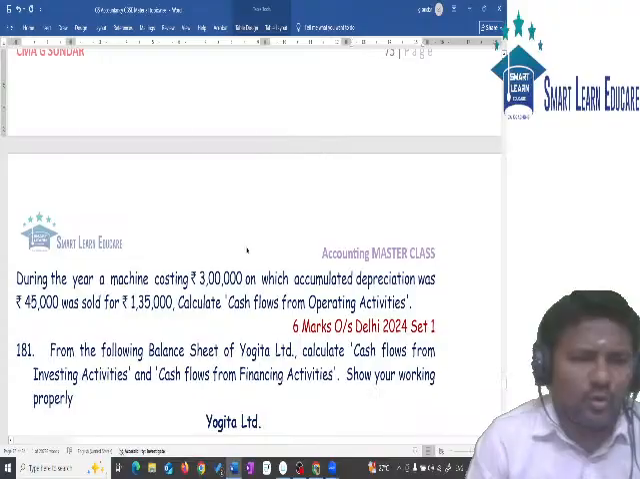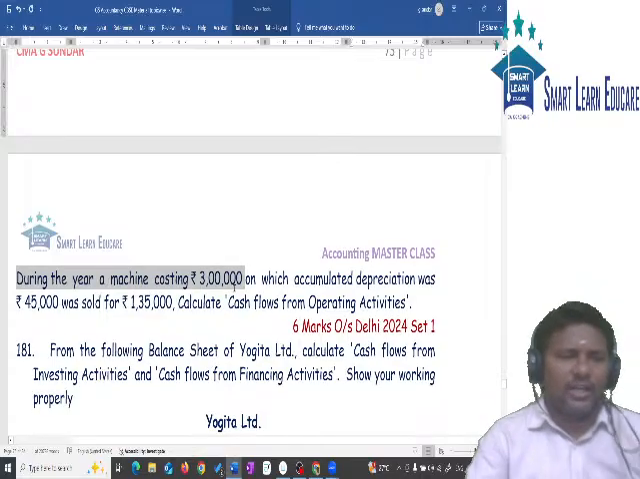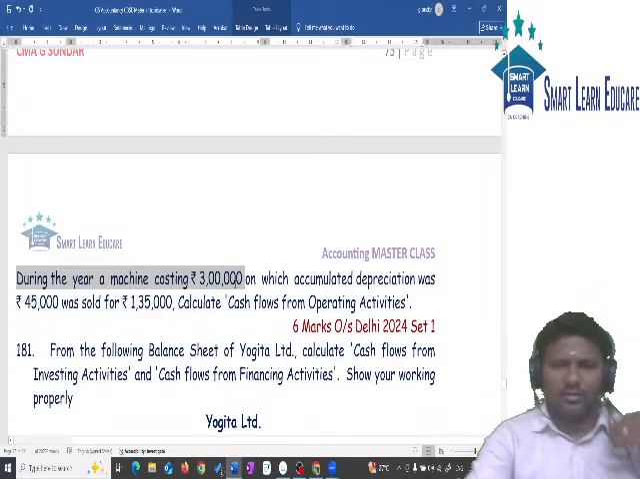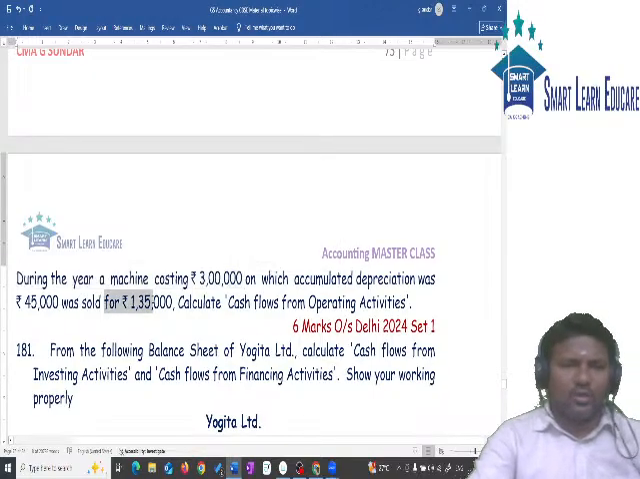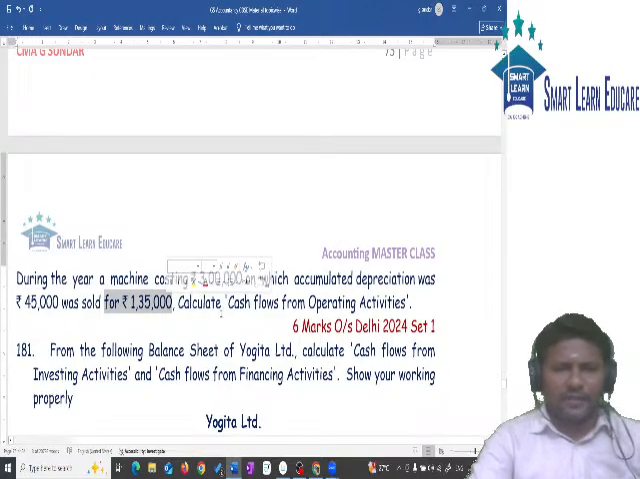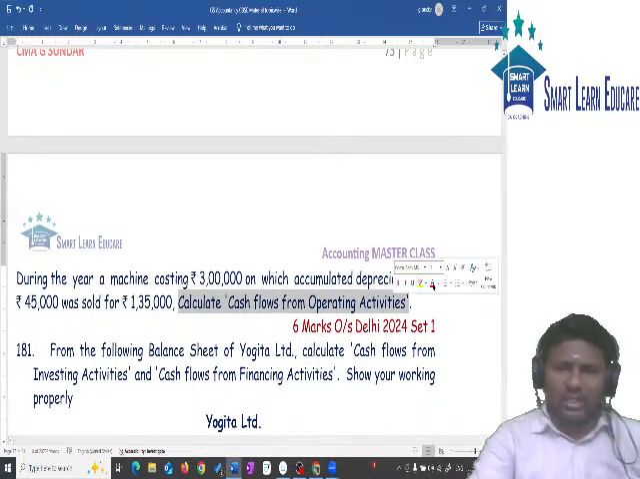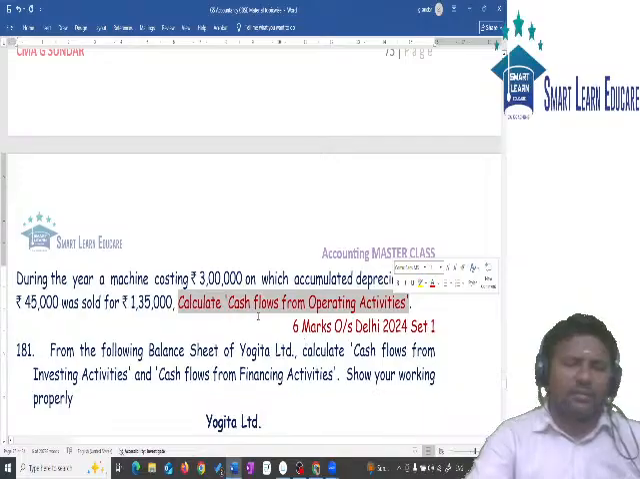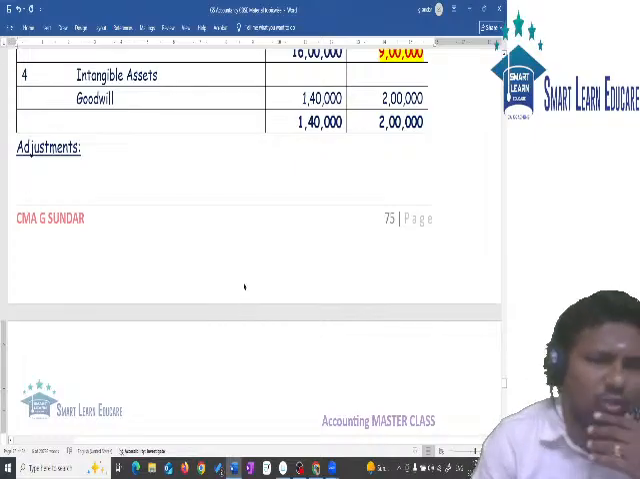What are they asking? Take the question. During the year, a machine costing 3 lakhs, on which accumulated depreciation was 45,000, was sold for 1 lakh and 35,000. Calculate cash flow from operating activity. This is the requirement. They are asking only for cash flow from operating activity. But for our understanding purpose, we need to solve at least one full-fledged question.